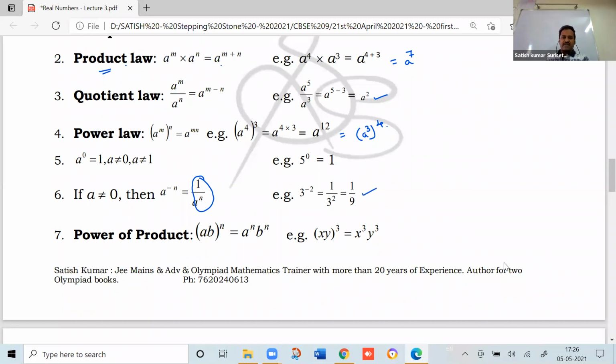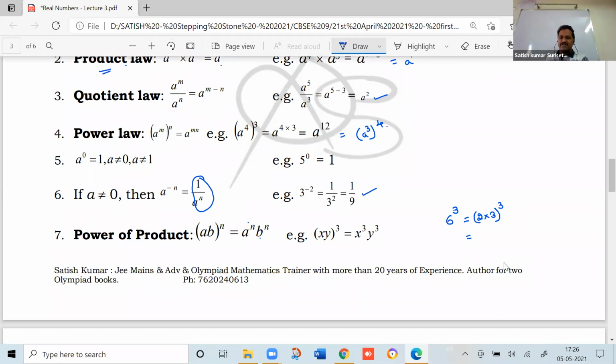Next, power of product means ab whole to the power of n means a to the power of n into b to the power of n. So if I write xy whole cube means x cube into y cube. Suppose if I write 6 cube, what is 6? I can factorize as 2 into 3 whole cube. So if I apply this here, what I should write now? 2 cube into 3 cube. So you have to raise the power to each, means 2 cube into 3 cube.